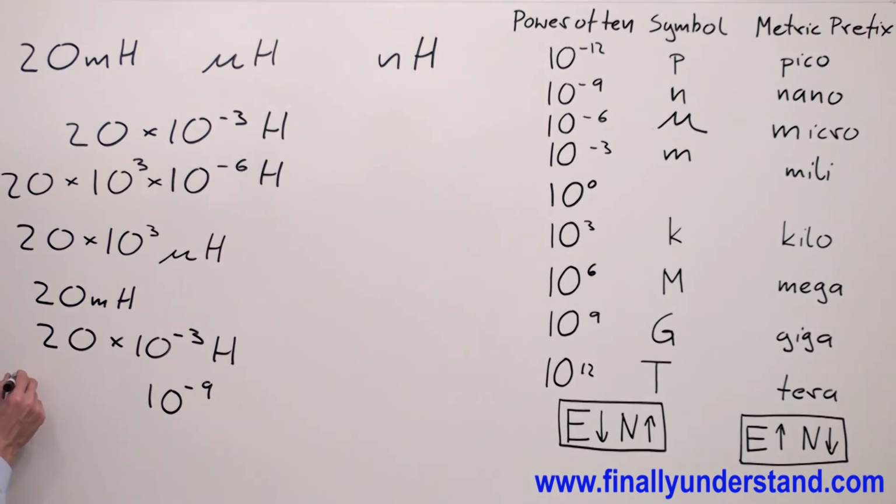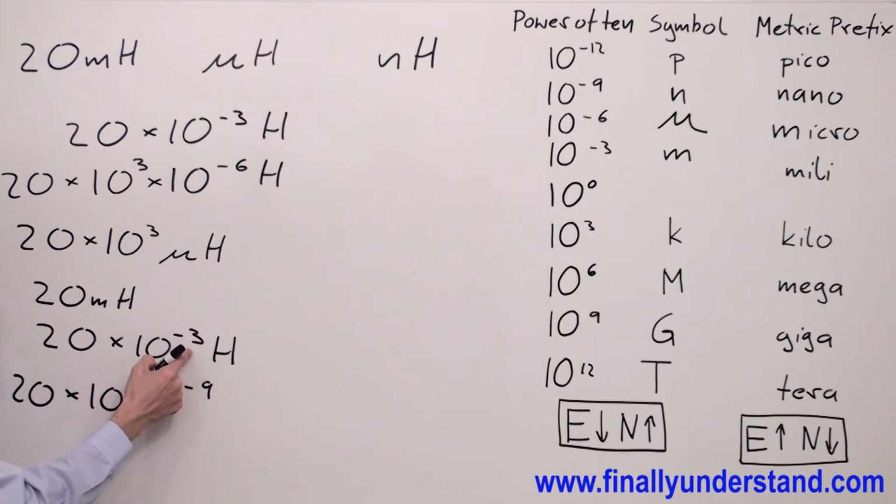Copy down 20 and write times 10 times. Again, we have the same base, and we're supposed to add exponents to get this. The question is, what number added to negative 9 is going to give me negative 3? The answer is 6. 6 plus negative 9 gives me negative 3.